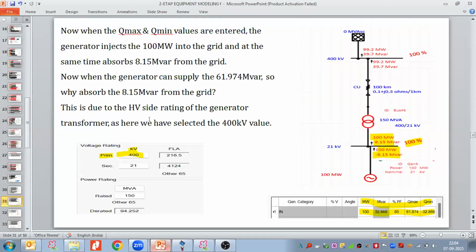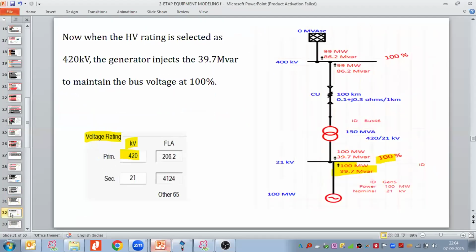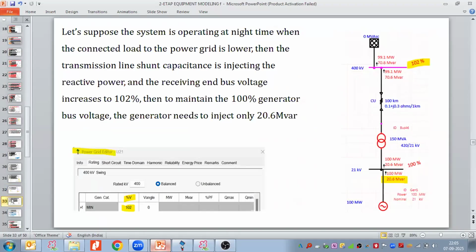So this is due to the HV side rating of the generator transformer, as here we have selected 400 kV, so we need to change it to 420 kV. We have already done 420 kV, so it is not absorbing; it is supplying 39.7 MVAR to the grid.